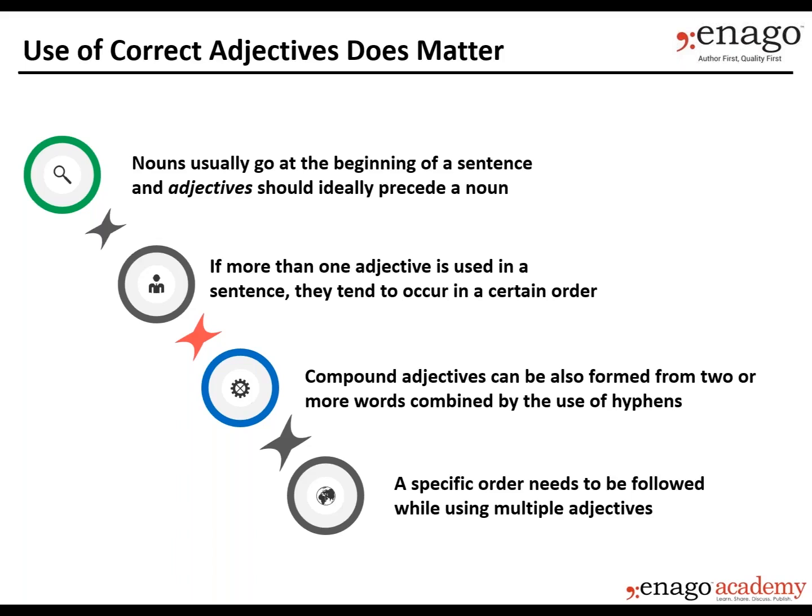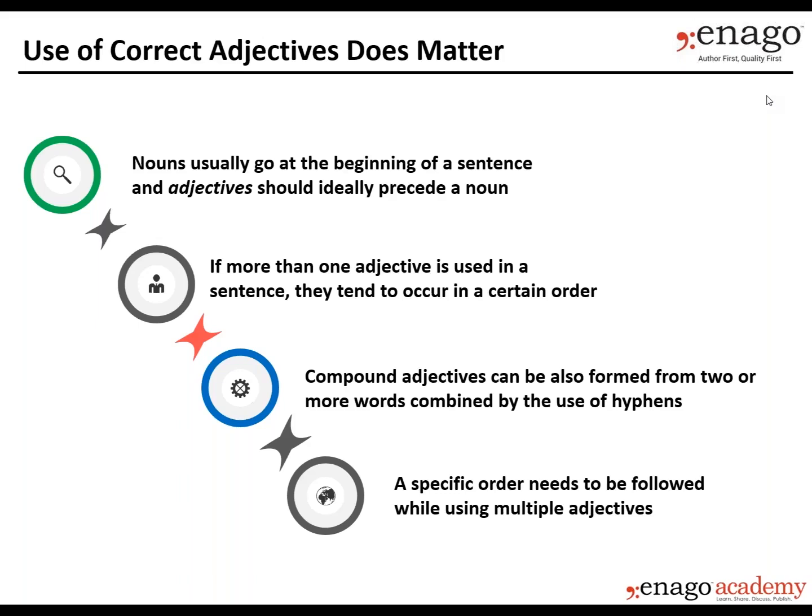So compound adjectives can also be formed from two or more words, and you use a hyphen to link them. And there's actually quite a lot of freedom in how you do that. You can even make up words, and often that will be acceptable. So yeah, a specific order is really important.